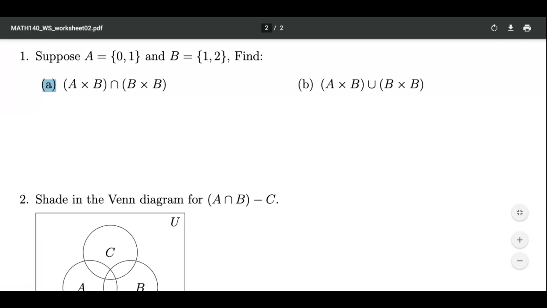Because A cross B, we have four ordered pairs. And B cross B, we also have 4 elements. But then (1,1), (1,2) is a common one, right? So I'm left with 6 ordered pairs. Okay, good job, guys.